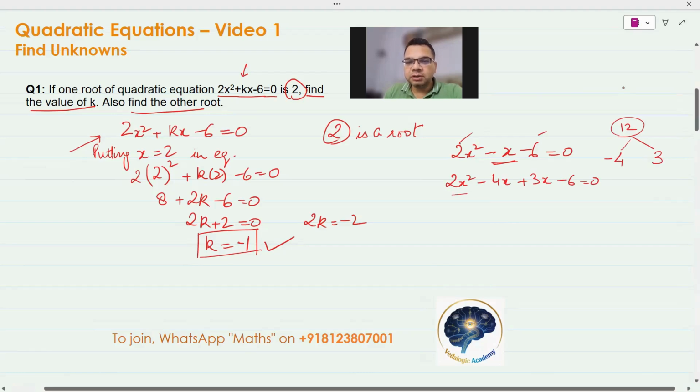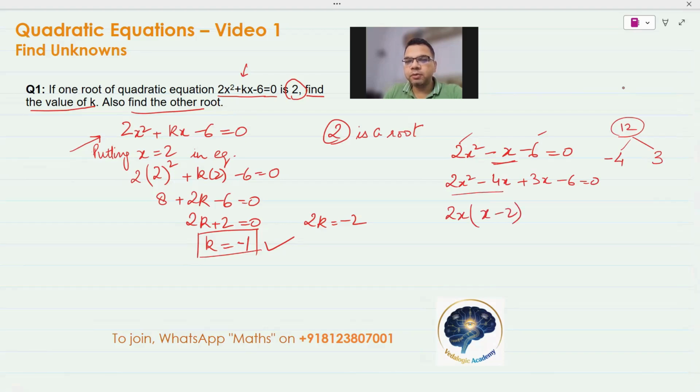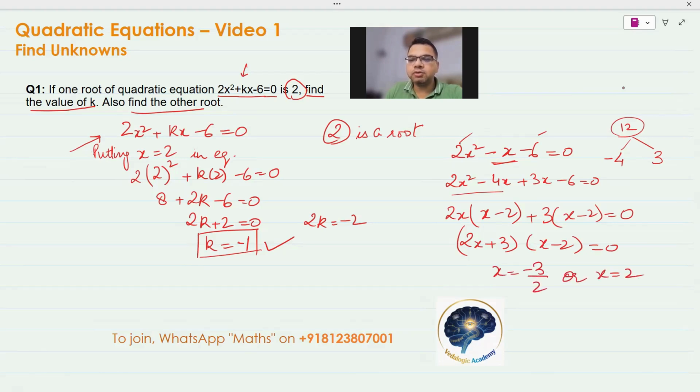Okay, so I'll take 2x common from here. It becomes x minus 2. And I'll take 3 common from here. It again becomes x minus 2, x equals to 0. So it becomes 2x plus 3 and x minus 2 equals to 0. So it becomes x equals to minus 3 by 2 or x equals to 2.